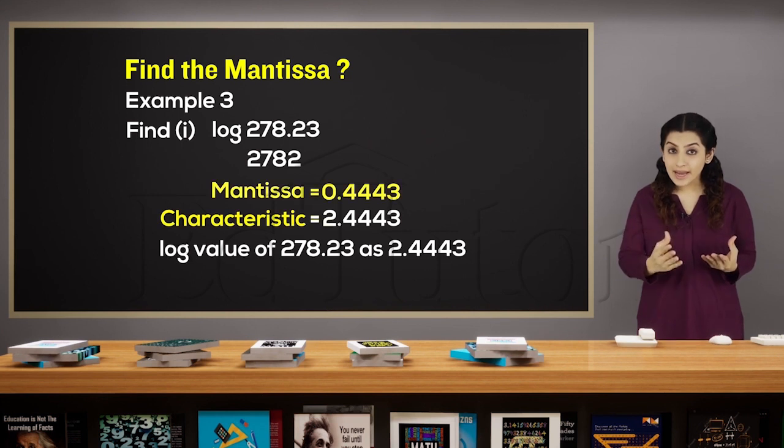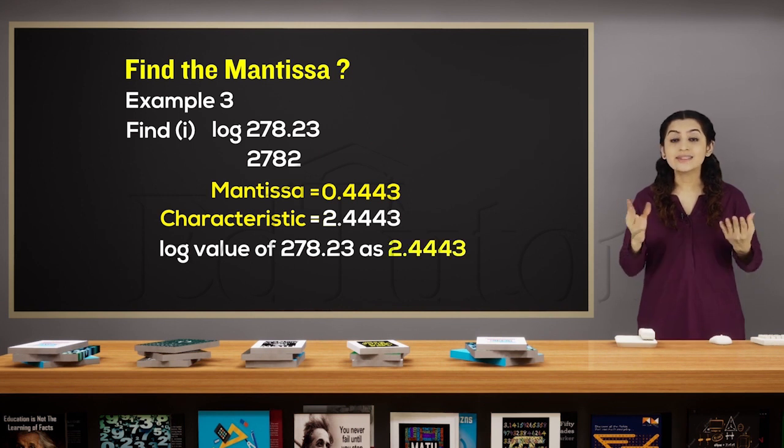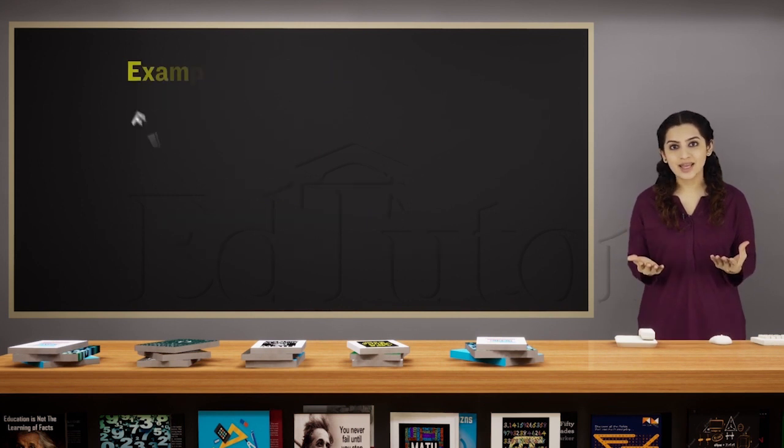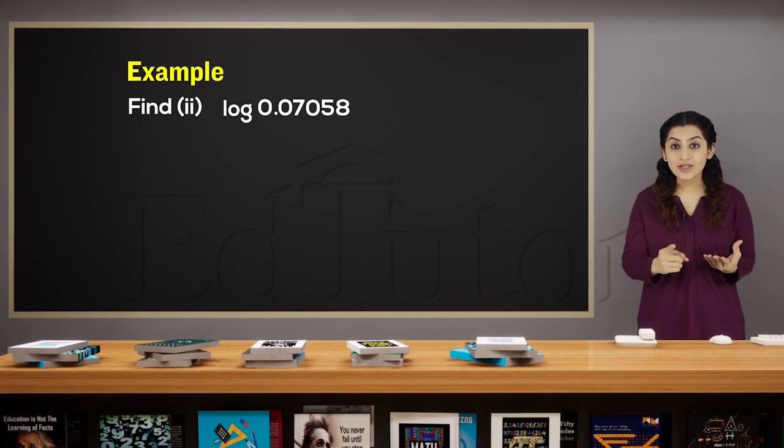Why did we combine the characteristic and mantissa together but not add them? Even though we would have gotten the same result here either way. Let's look at another example to find out why.